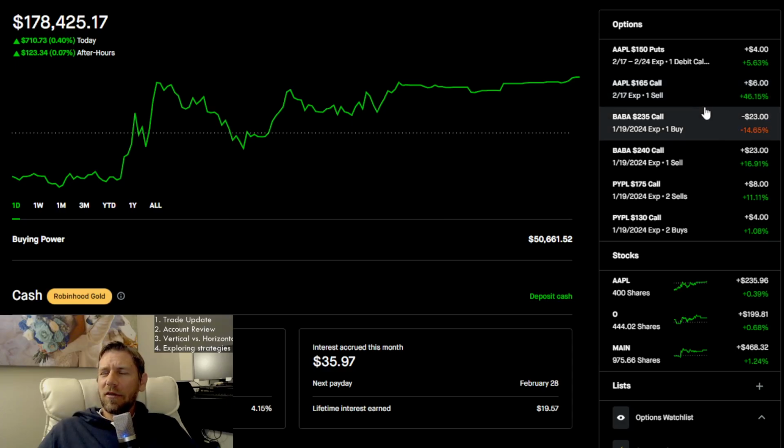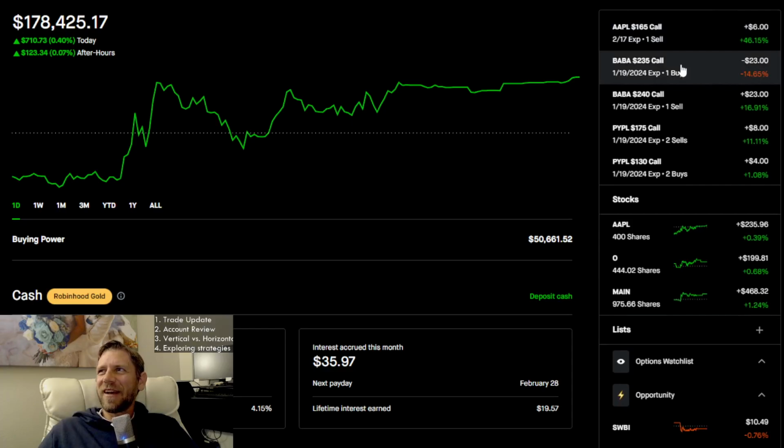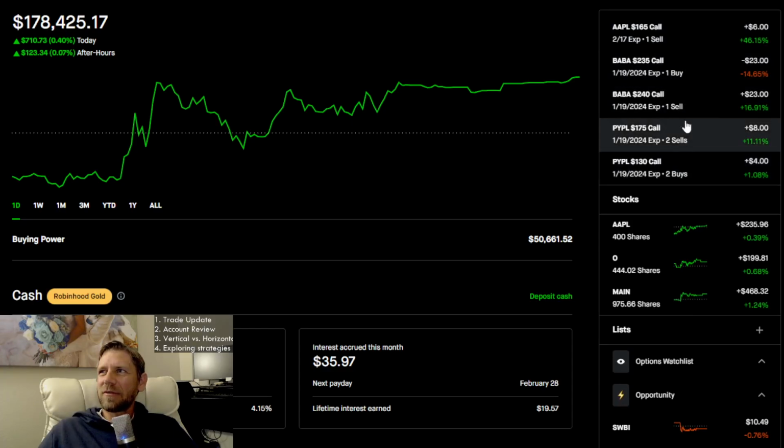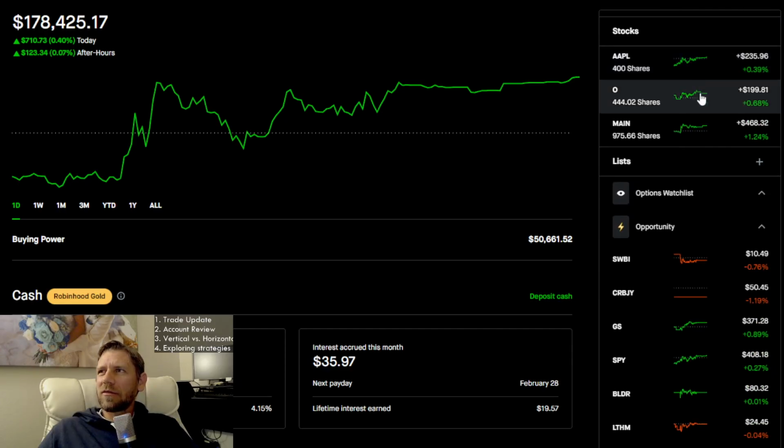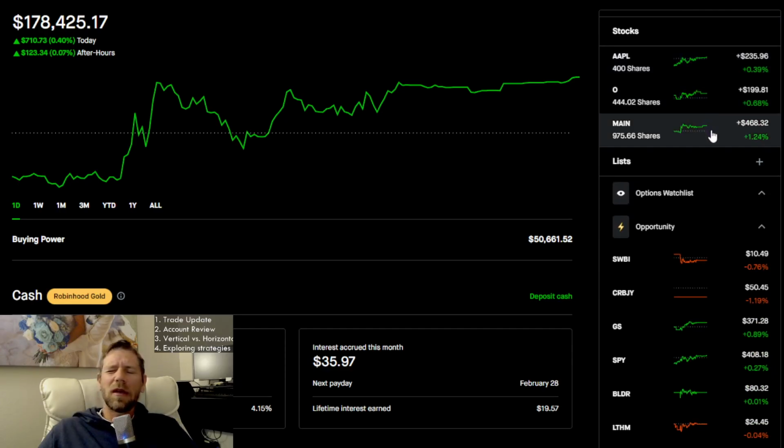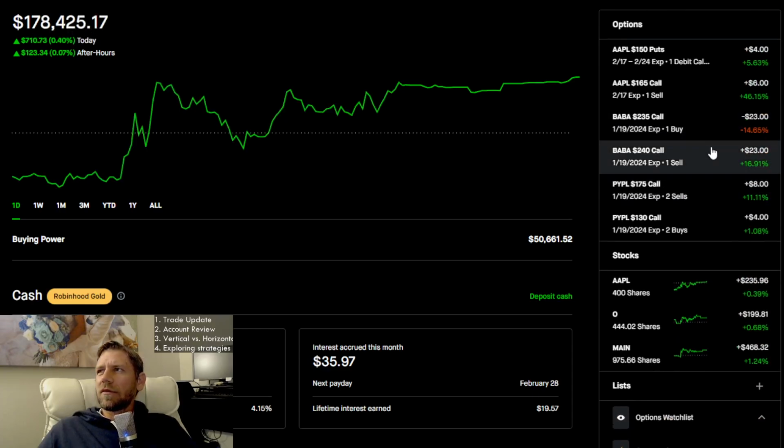Moving on to the account review, it's going to be very short. We got these two credit spreads that are basically worthless. And then Apple was up a little bit, so was Realty Income, and Main Street Capital was in the green. But my account was only $700 up. I guess not green enough. So we'll see what happens on Monday. I'm looking forward to it.